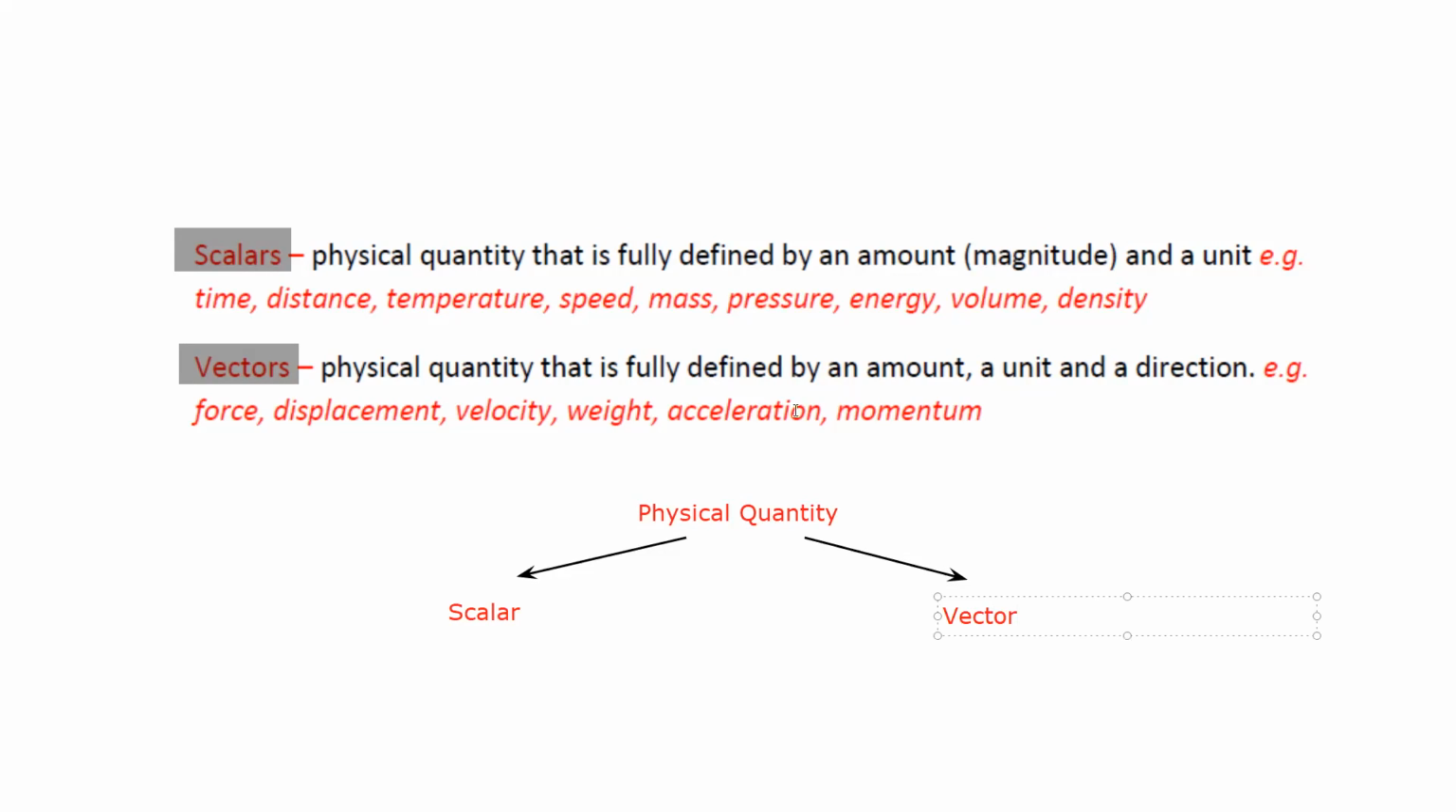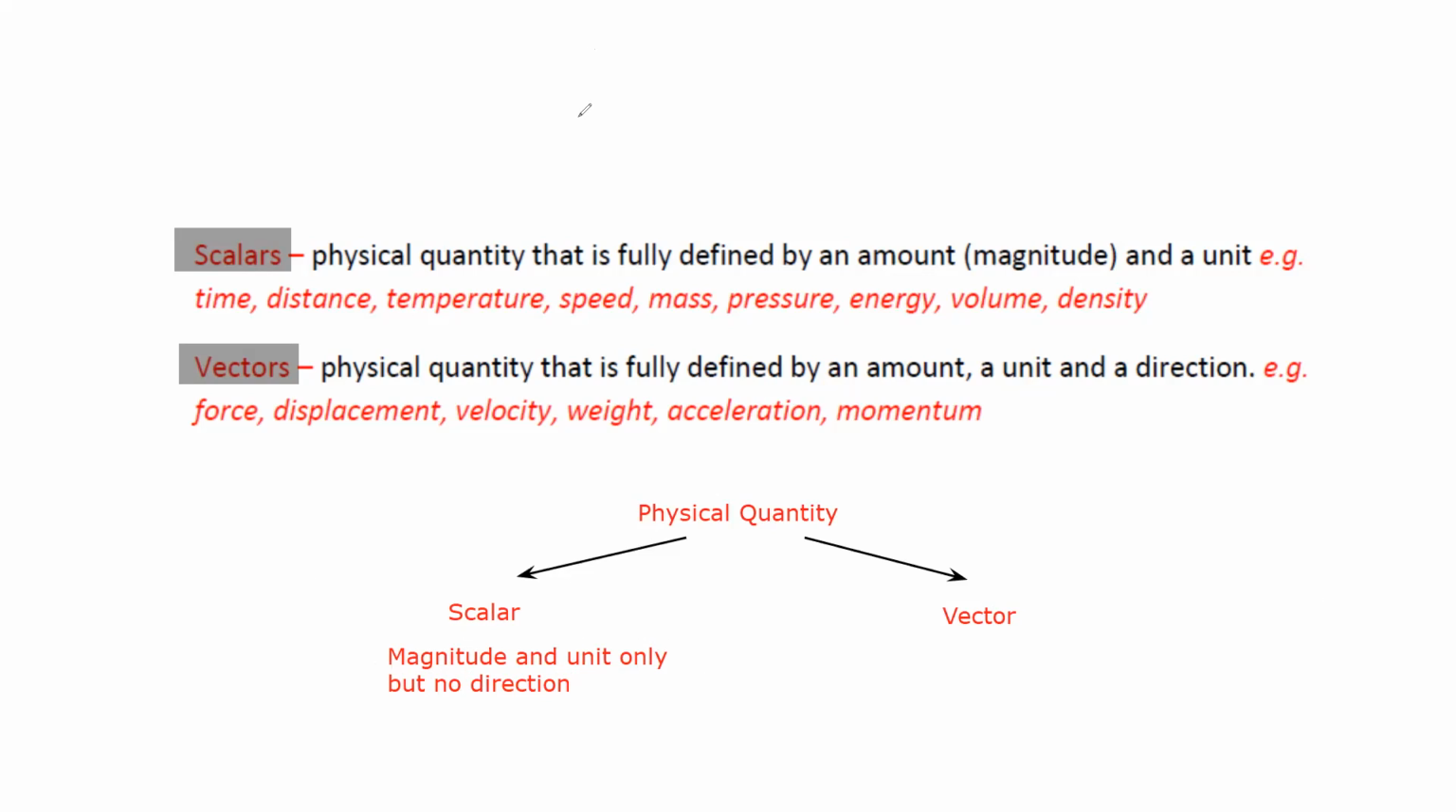But what is the difference between scalar and vector? A scalar quantity is a quantity in which we represent the magnitude. Magnitude means number and unit only, but no direction. So we represent the magnitude and the unit, but without any direction, we call that a scalar quantity.